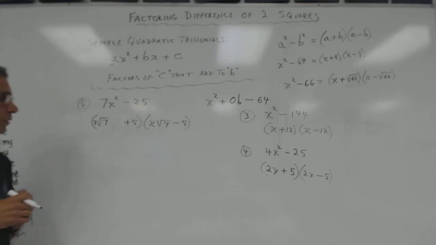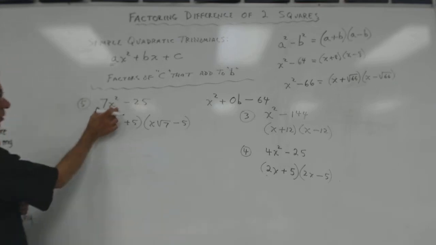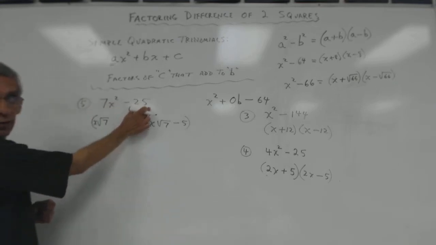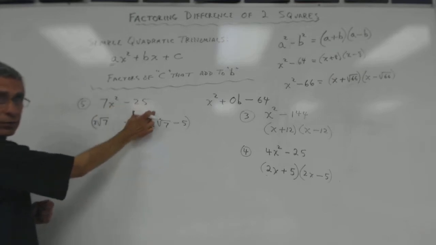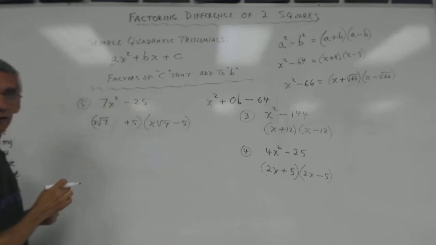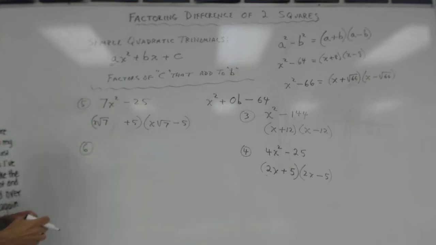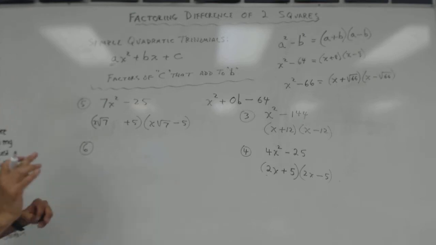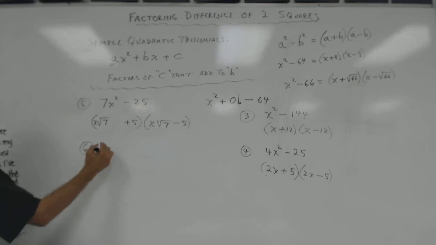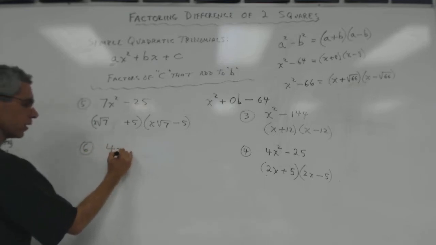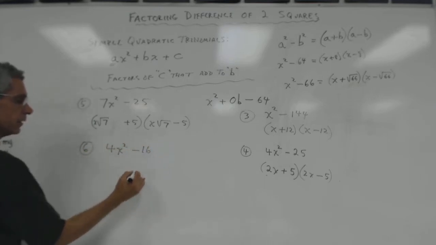You have to do the square root of whatever this term is, plus the square root of this, and then the square root of this term minus the square root of this, if you're going to factor it. Okay, but what if you got something like this? What if I gave you 4x squared minus 16?